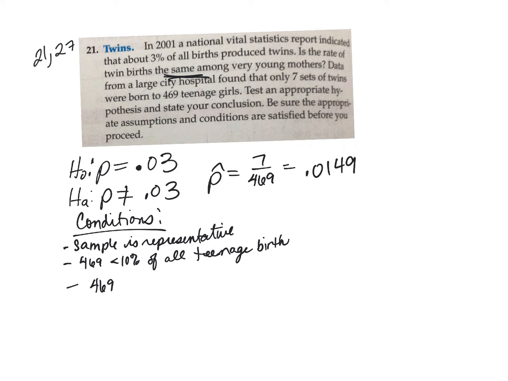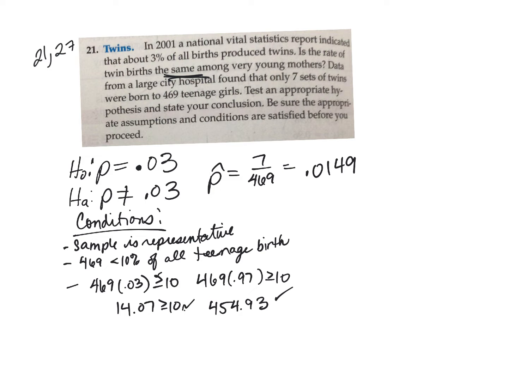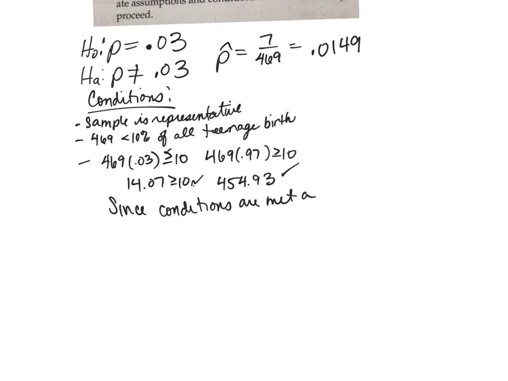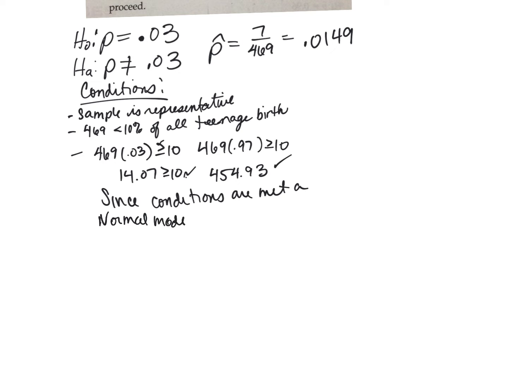So we need to check, not did we have 10 successes and failures, because we didn't, right? In our sample, we only had 7 successes, which would be twins born to teenagers. But we need to see if, given the 3%, did we meet that condition? So what's 3% of 469? It's 14.07. So 14.07 is greater than or equal to 10, and 469 times 0.97 is greater than or equal to 10. 454.93. So since our conditions are met, a normal model is appropriate. I will use a one prop Z test.